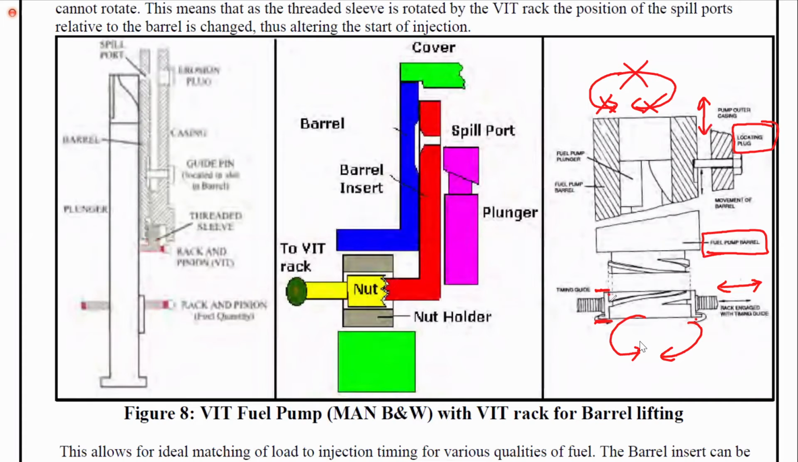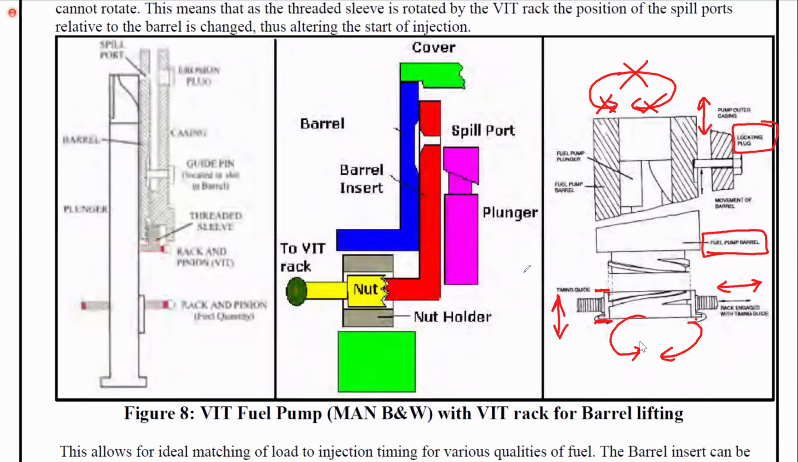So if I turn the nut, and if I don't allow the nut to move axially, what will happen to the bolt? I am giving you a condition that the bolt is constrained to rotate. The bolt cannot rotate.